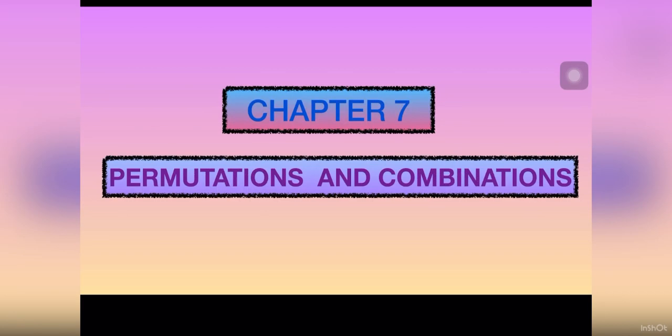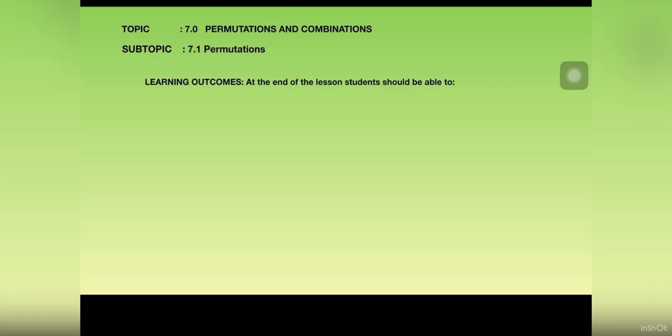Chapter 7, Permutation and Combination. Topic 7.0 Permutation and Combination. Subtopic 7.1 Permutation. Learning outcomes.